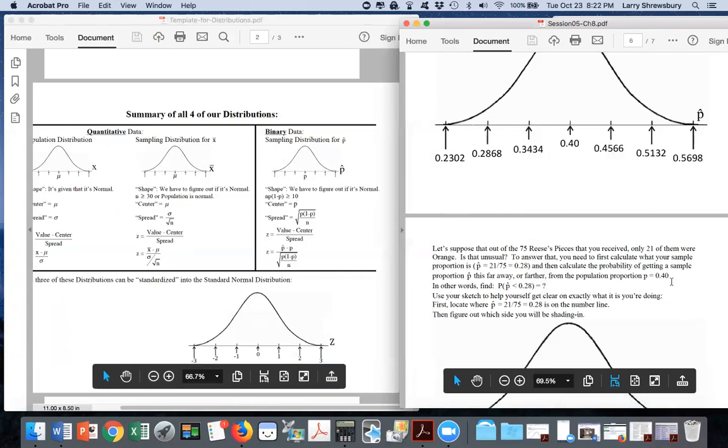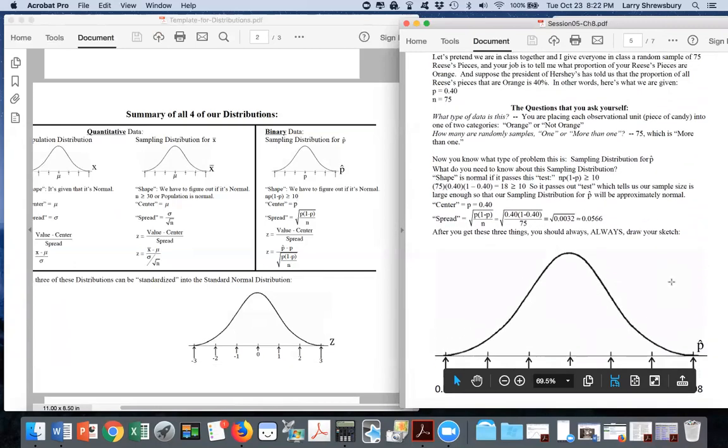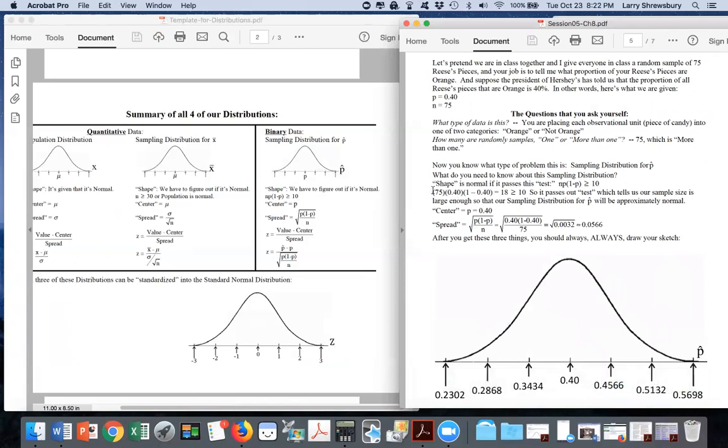In fact, we could just go over here and you can see the work being done, because we had our p, which was 40%, and our sample size, which was 75. If you punch it on your calculator, 75 times 0.4 times 1 minus 0.4 is 18. That's larger than 10, so our sample size is large enough to ensure that our sampling distribution for the sample proportion will be normal.